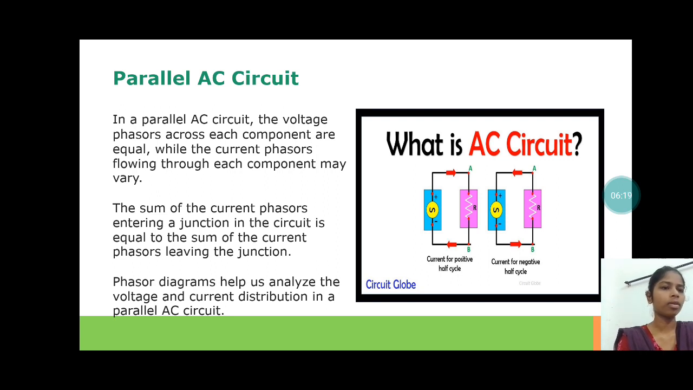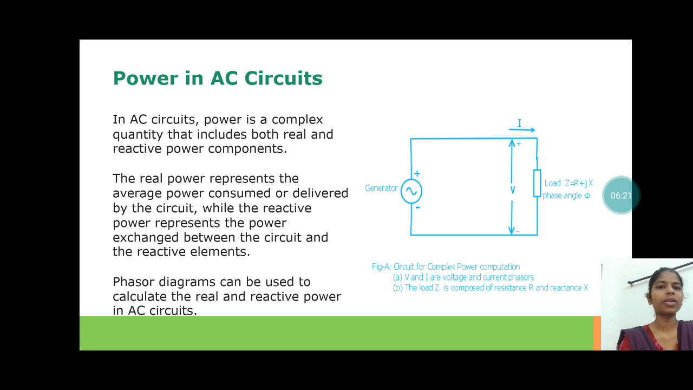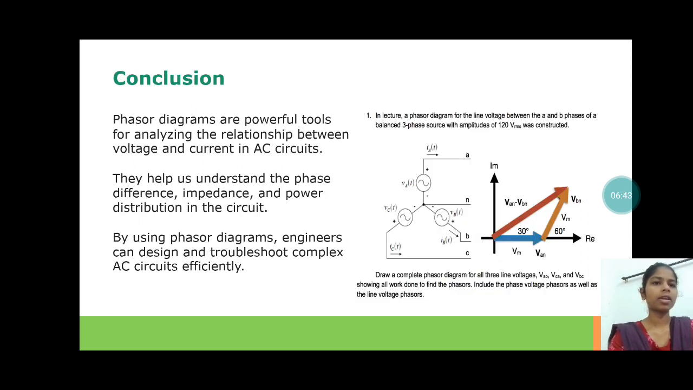This is Circuit Globe. Power in AC circuits. In AC circuits, power is a complex quantity that includes both real and reactive power components. The real power represents the average power consumed or delivered by the circuit, while the reactive power represents the power exchanged between the circuit and the reactive elements. Phasor diagrams can be used to calculate the real and reactive power in AC circuits.